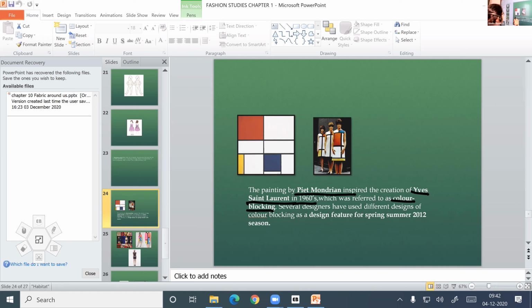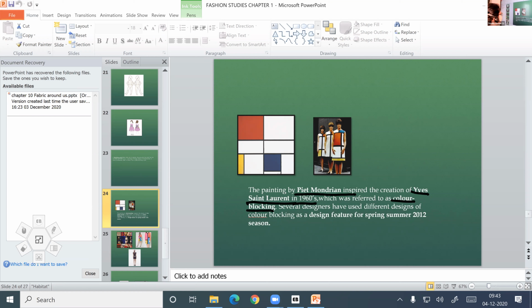In the 1960s, Yves Saint Laurent, a designer, created a garment inspired by this picture. In the last class, I will teach you how to design a garment inspired by a picture. So in 1960, a garment was inspired from this picture, and it is not referred to as color blocking, it is a color blocked dress. And after several years, designers used different designs of color blocking as a design feature for the spring summer 2012 season.